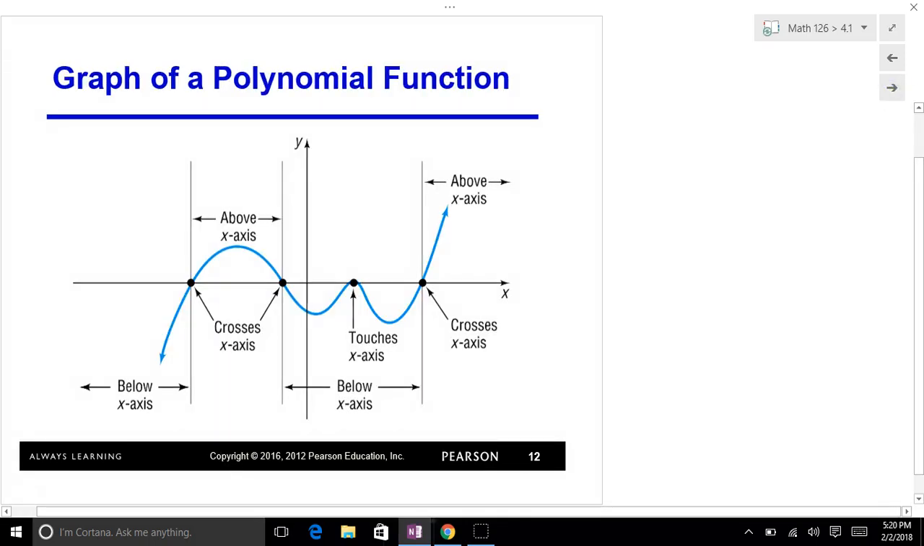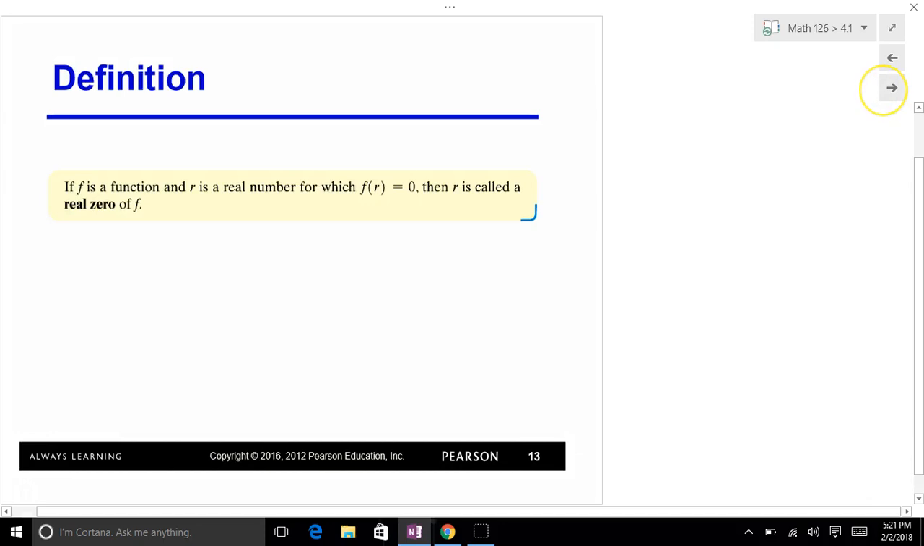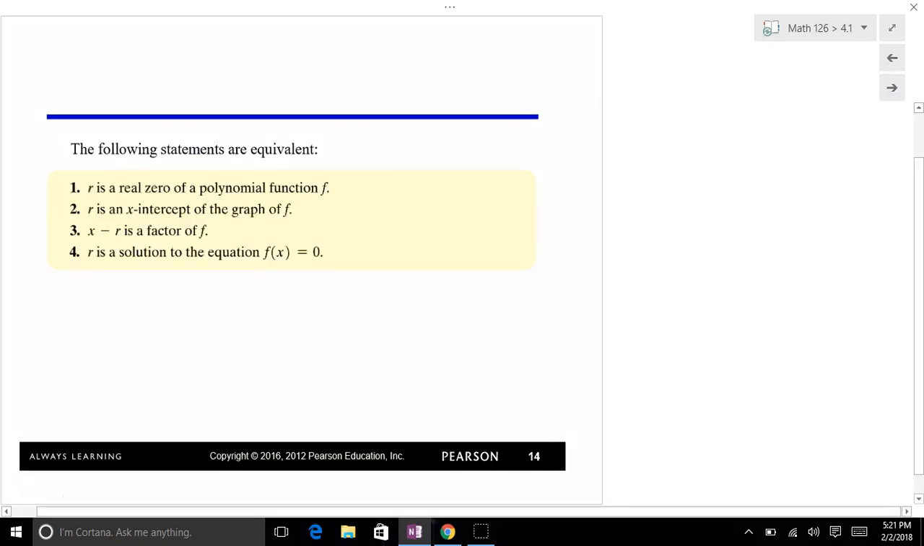Okay. So this is just showing our intercepts. You've got all these intercepts on a polynomial function potentially, and here's your y-intercept down there. Okay, we're going to look into our intercepts and more specifically our x-intercepts, which are called zeros. So if f of r equals 0, then r is your real zero. So you've got the following statements that are all similar.